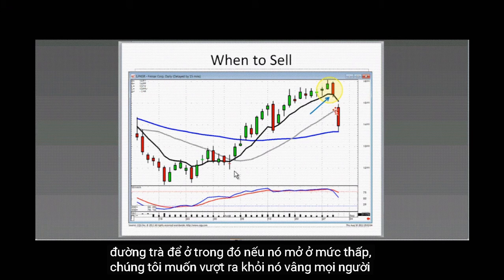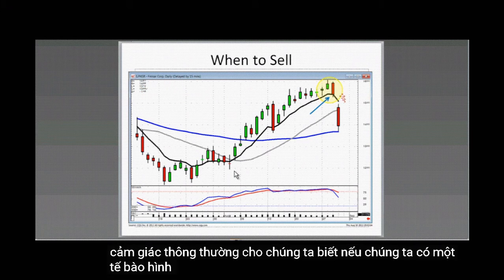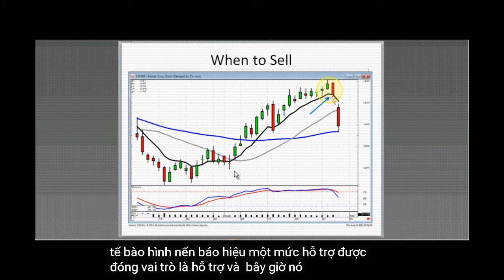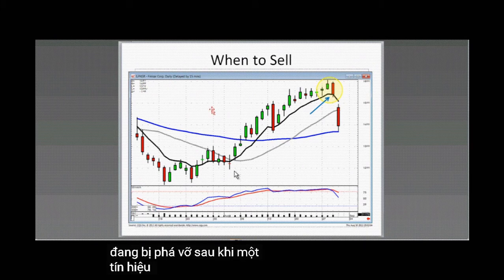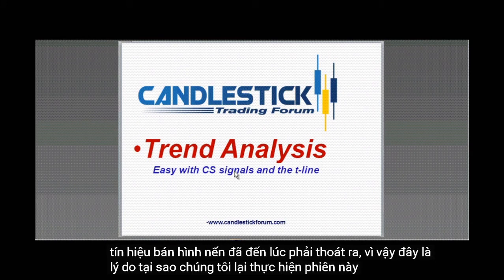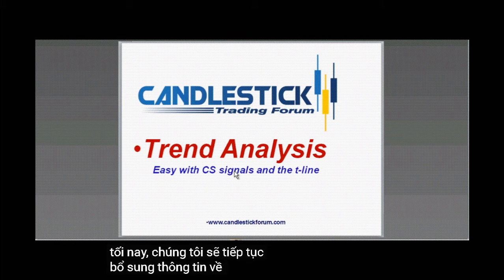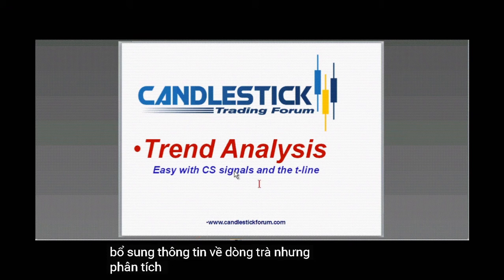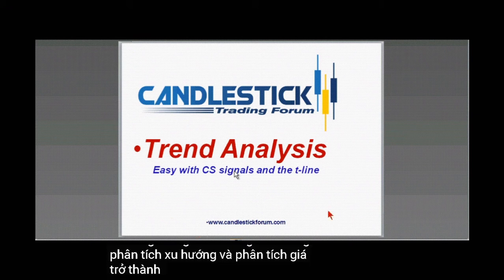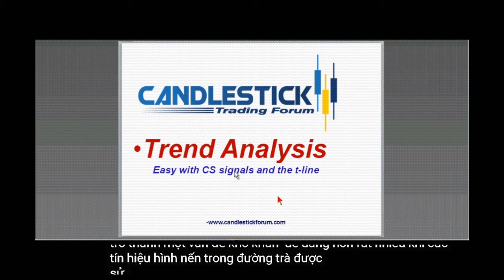Again, people, this is not rocket science. This is just common sense that tells us if we have a candlestick sell signal, a support level that's acted as support, and now it's being breached after a candlestick sell signal, it's time to get out. So this is why, again, we've done this session tonight. We're going to be continuing to add information about the T-line, but trend analysis and price analysis becomes a heck of a lot easier when the candlestick signals and the T-line are used in conjunction.